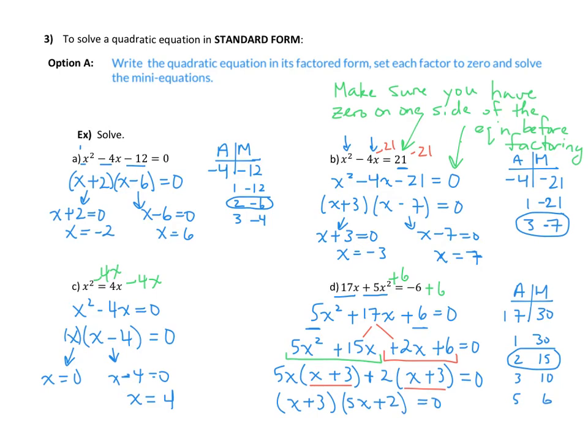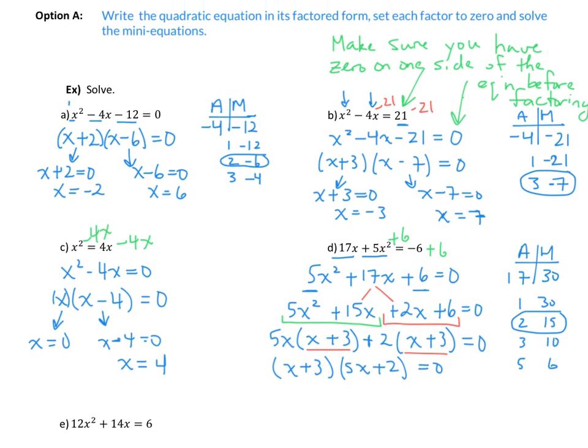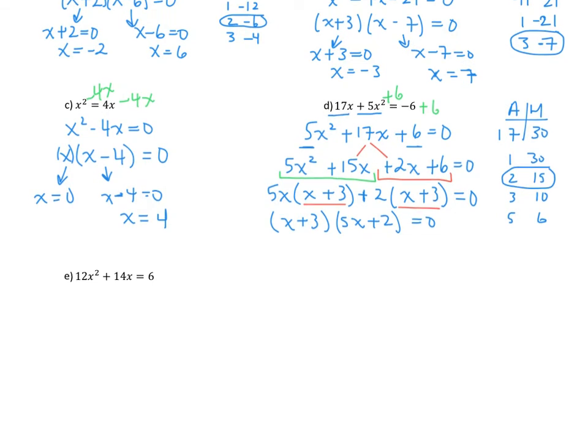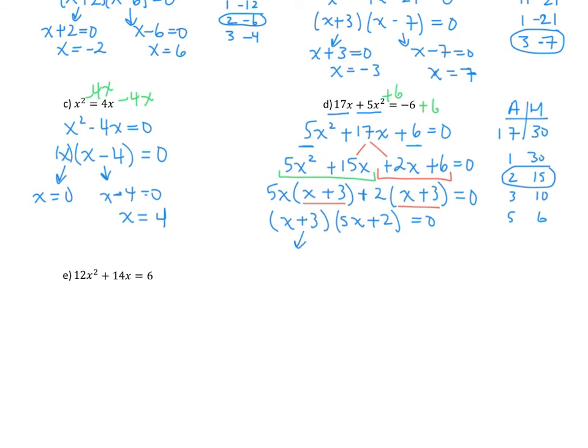So now I can set my factors equal to 0 and solve for x. Oh, thank goodness, I was able to move that up this time. So we have x plus 3 equals 0, which means x equals negative 3 by subtracting 3 from both sides. And this one was 5x plus 2 equals 0. We're going to subtract 2 from both sides, and we get 5x equals negative 2, and then divide both sides by 5. X equals negative 2/5.